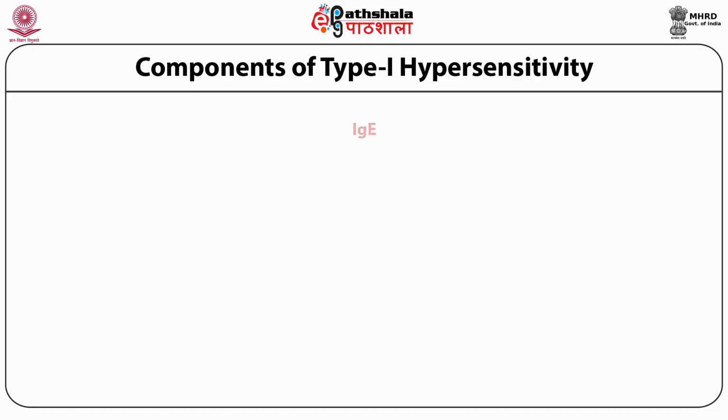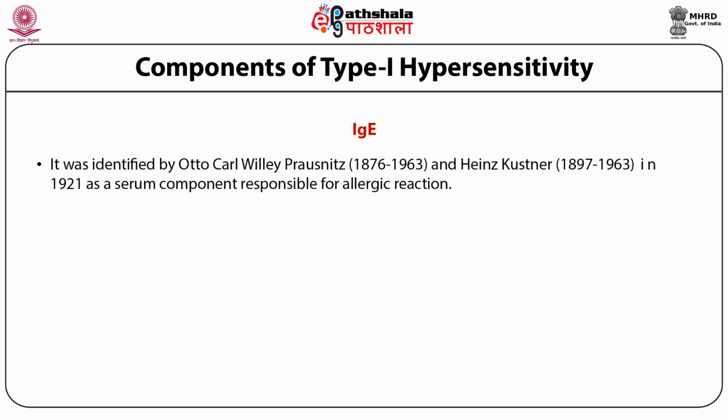Immunoglobulin E, or IgE, is named in reference to the E antigen of ragweed pollen, which is a potent inducer of this class of antibody. Though the amount of IgE in serum is very low, its potent biological activity led to its identification. It was identified by Otto Karl Willi Prausnitz and Heinz Küstner in 1921 as a serum component responsible for allergic reactions.